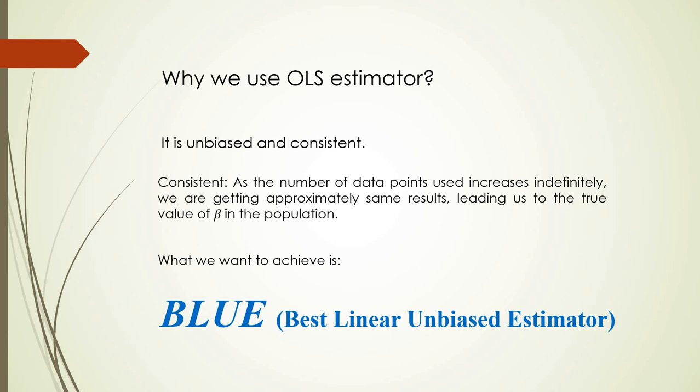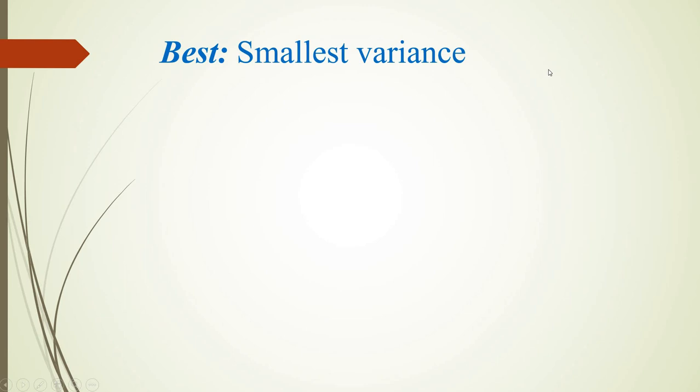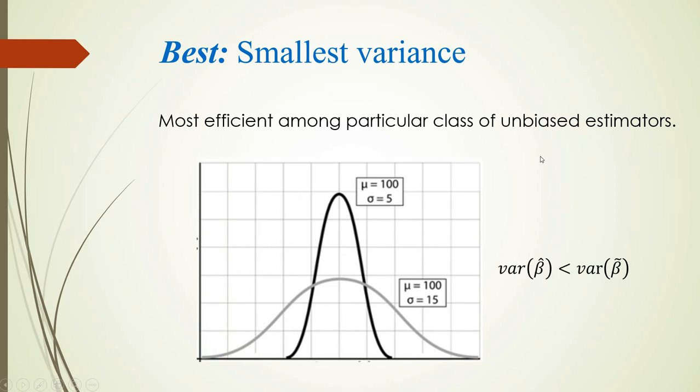Now we will explain every part of it. So best actually means the smallest variance. You can use different methods for calculating your estimates. It doesn't have to be OLS, but then you will get different characteristics of these estimators. Smallest variance means most efficient among a particular class of unbiased estimators. For example, if we have estimator beta hat and we have estimator beta tilde calculated on the basis of some other model, which of these two is better?